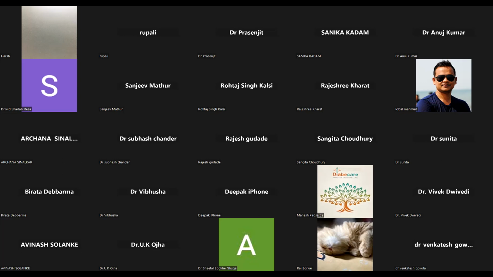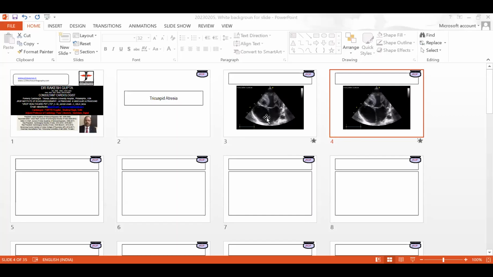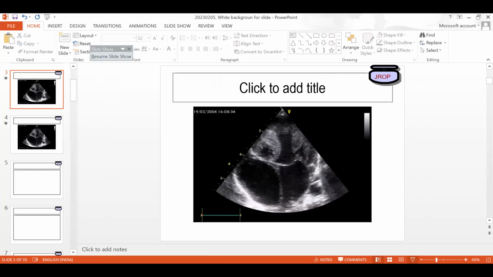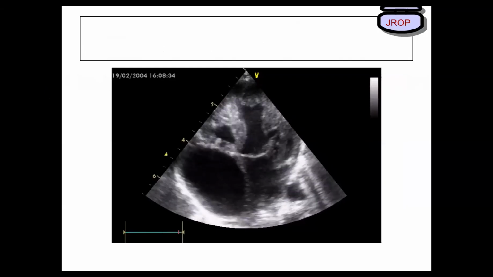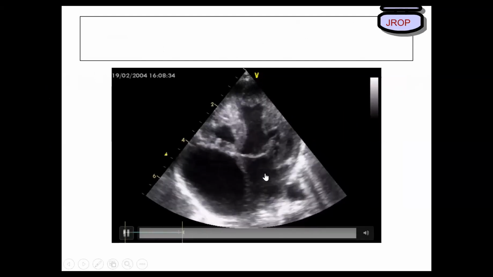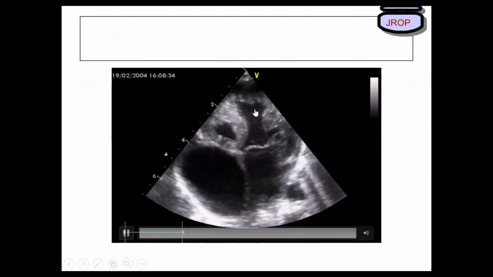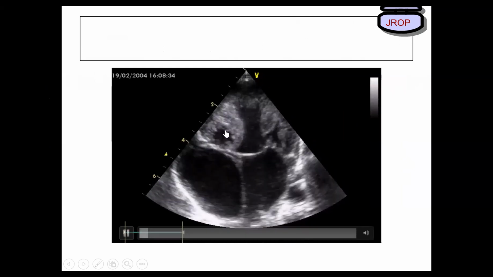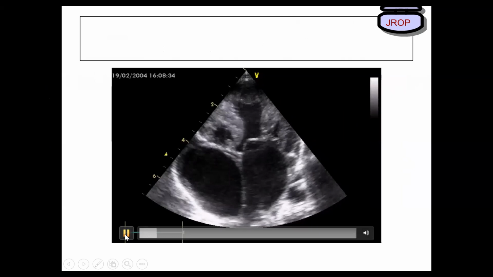All right, we are ready. Can you see the slide now? Yes, sir. This is LA, descending aorta, LV on top, and this is RA, and there is no tricuspid valve opening in the RV. This is a classical example of tricuspid atresia.